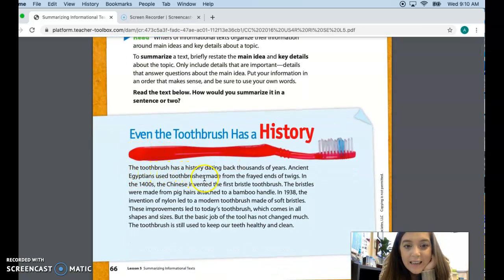The toothbrush has a history dating back thousands of years. Ancient Egyptians used toothbrushes made from the frayed ends of twigs. In the 1400s, the Chinese invented the first bristle toothbrush. The bristles were made from pig hairs attached to a bamboo handle. In 1938, the invention of nylon led to a modern toothbrush made of soft bristles. These improvements led to today's toothbrush, which comes in all shapes and sizes. But the basic job of the tool has not changed much. The toothbrush is still used to keep our teeth healthy and clean.